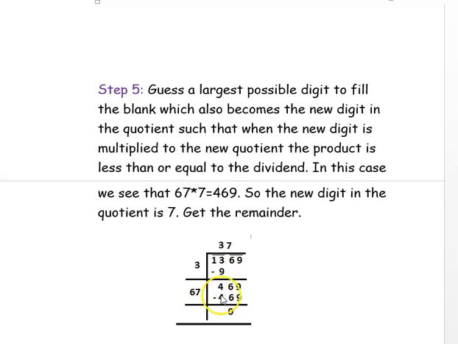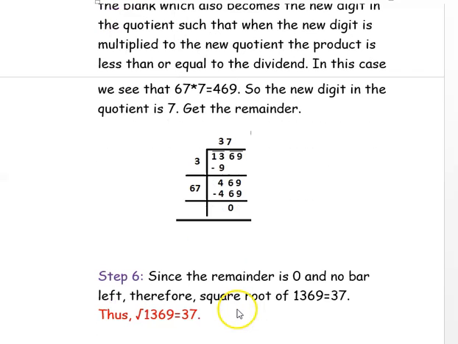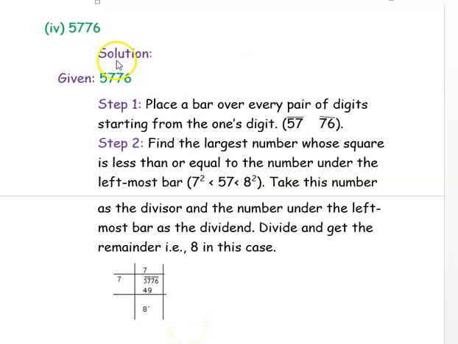So I am writing it here and I am subtracting. I got 0. Then there is no pair here. So this is the last step, and we can conclude that the square root of 1369 is 37.